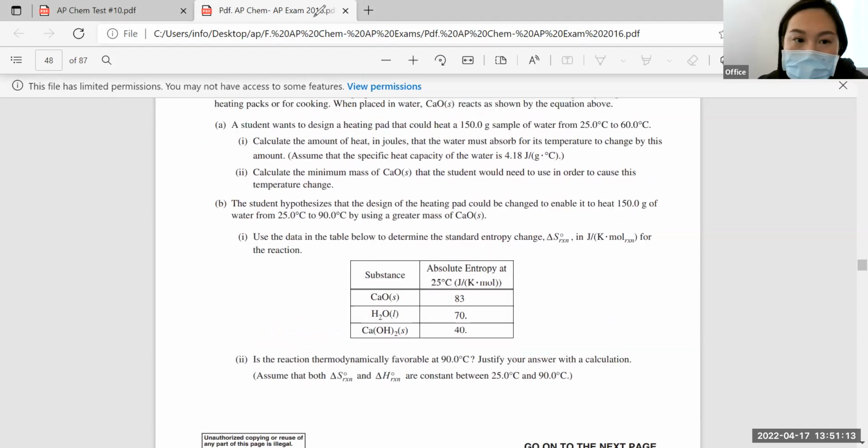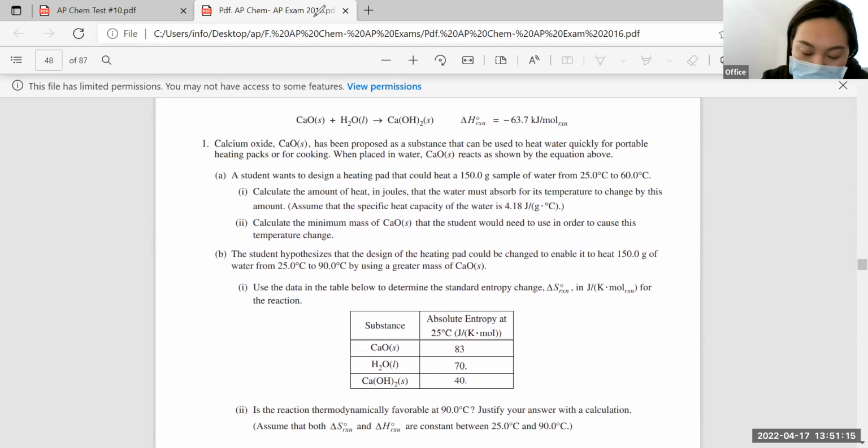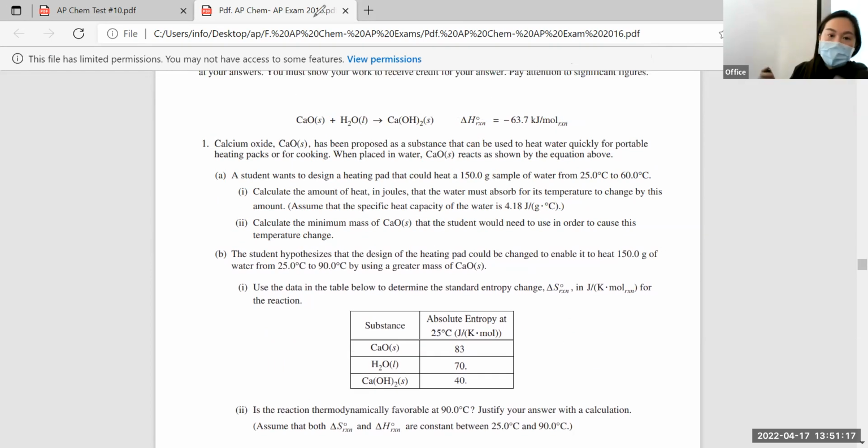Part B. The student hypothesizes that the design of the heating pad could be changed to enable it to heat 150 grams of water from 25 degrees Celsius to 90 degrees Celsius by using a greater mass of calcium oxide. Use the data in the table below to determine the standard entropy change in joules per mole Kelvin for the reaction.